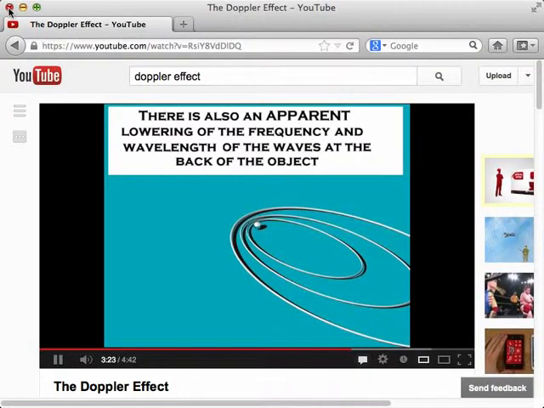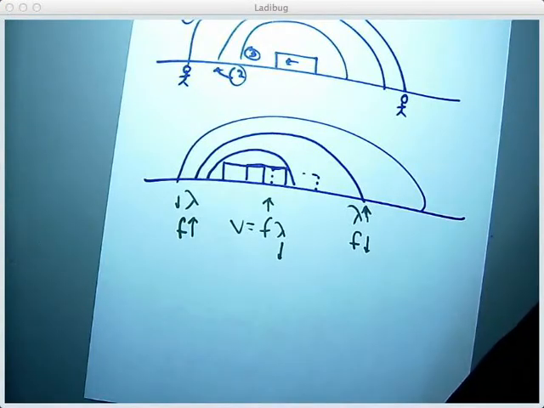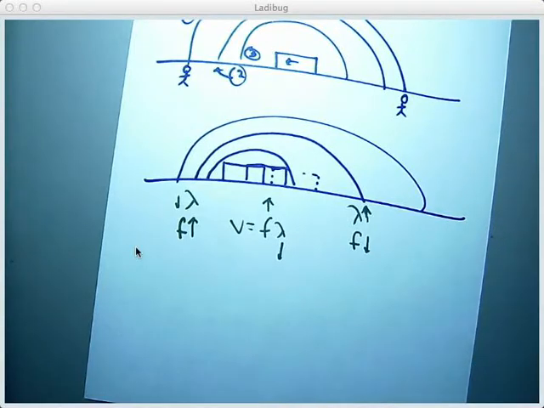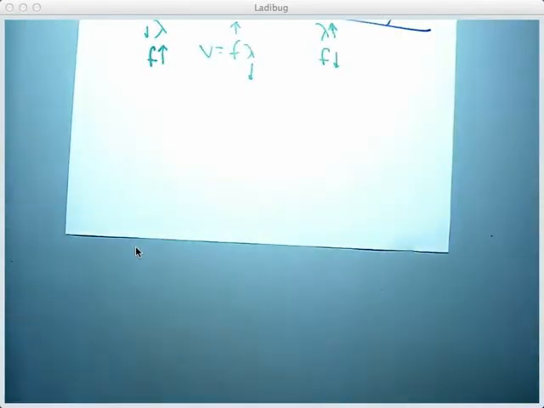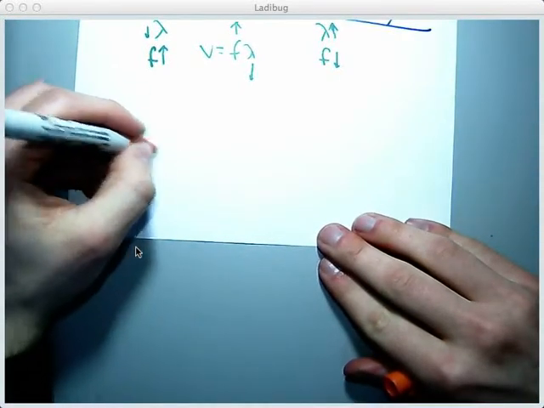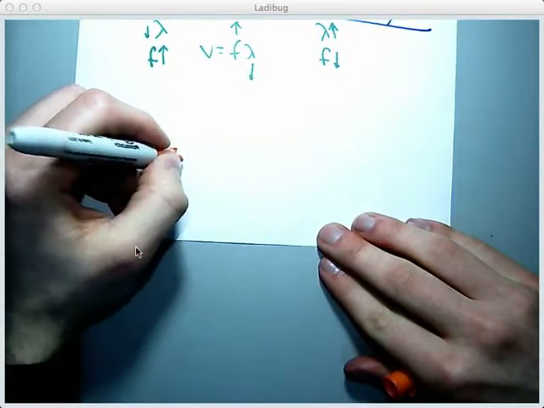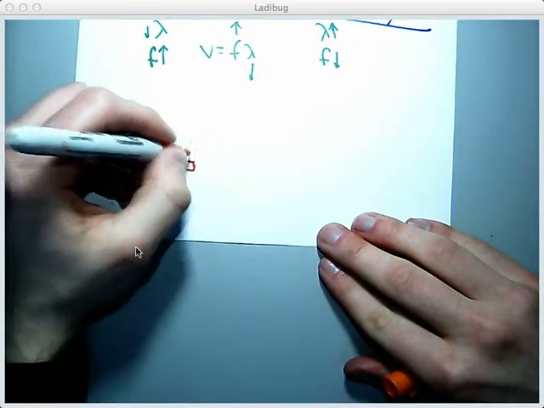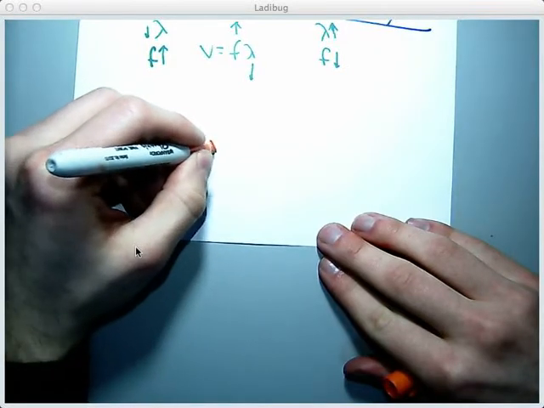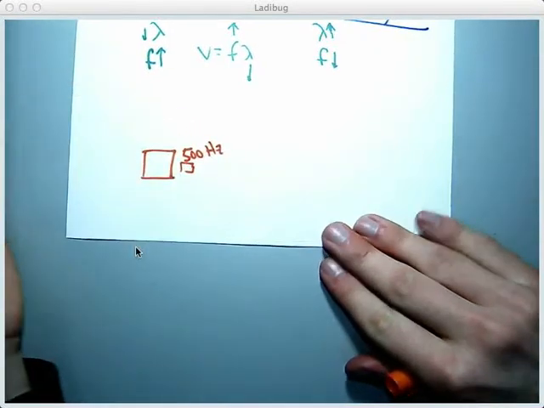Let's go. We have something else we need to talk about. Okay, so let's say that you're standing right here. You're in a box. And you have a train horn beside you. And that train horn is at 500 hertz. Okay, so you hear a train horn at 500 hertz.